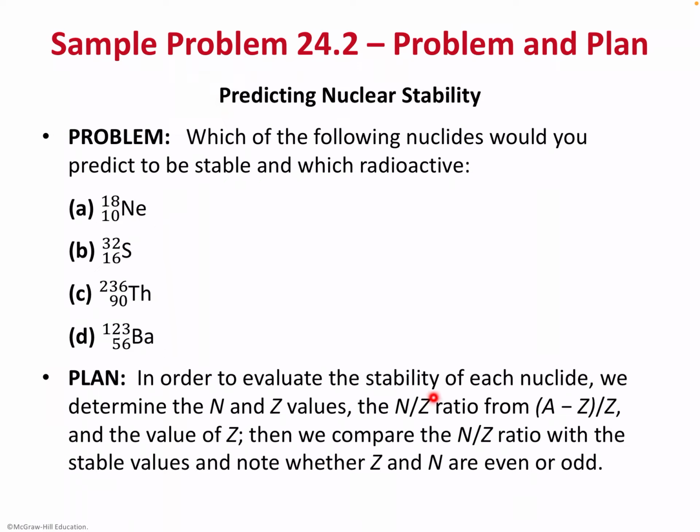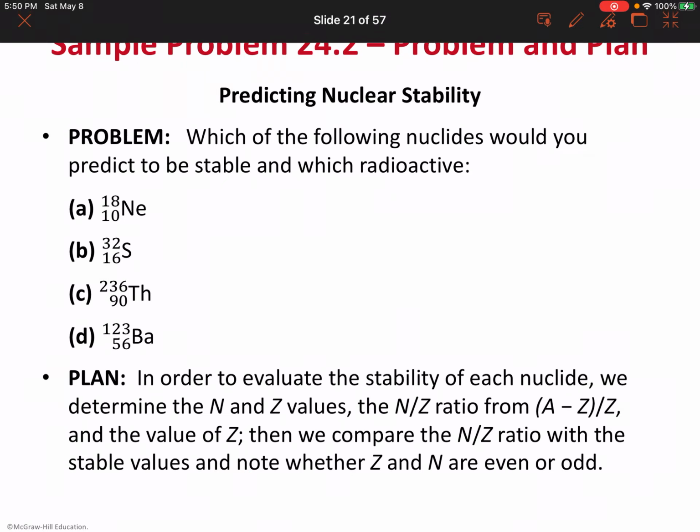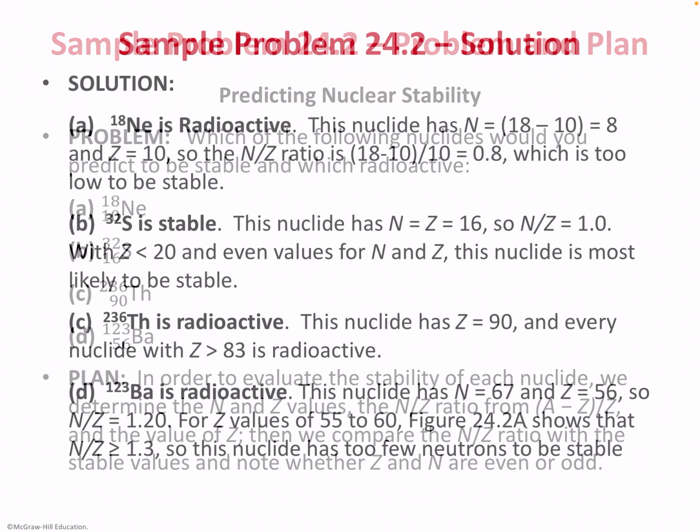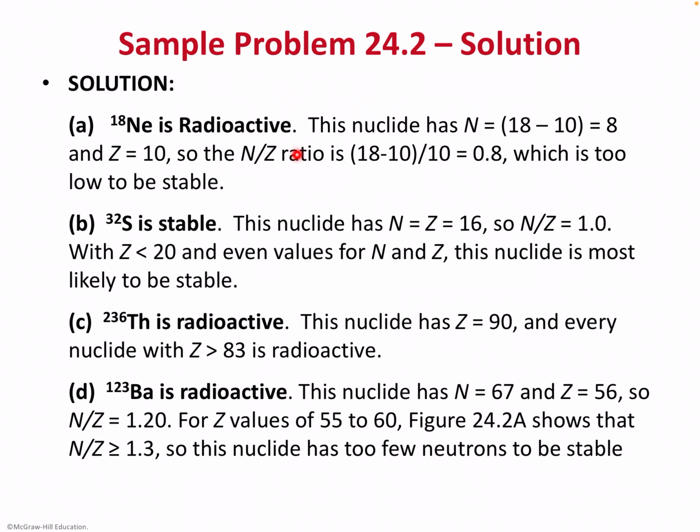In order to evaluate the stability of each nuclide, we determine the N and Z values. We get the N over Z ratio from A minus Z over Z, and the value of Z. Then we compare the N over Z ratio with the stable values and note whether Z and N are even or odd. So the first one we already talked about: N is 8, N over Z is 0.8, which is too low to be stable.